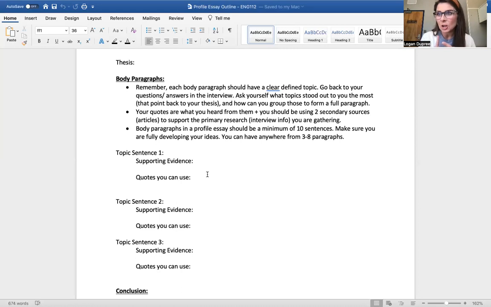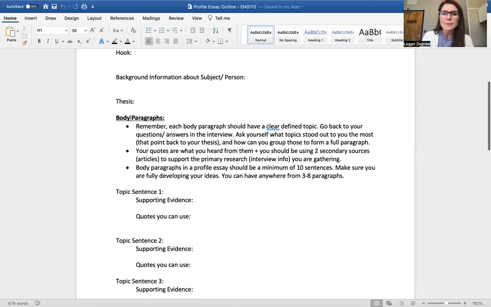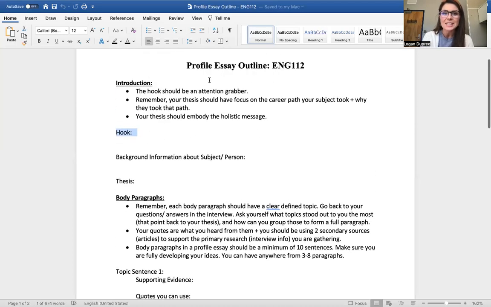Did they use a specific quote that points back to that topic? Did you find something in the research that points back to that topic? So I put these things here, but what I'm going to do is highlight the things that have to be filled out in yellow. So I'm going to go ahead and do that right now.